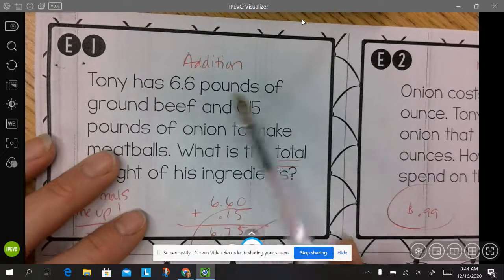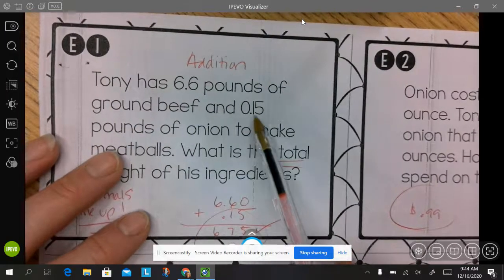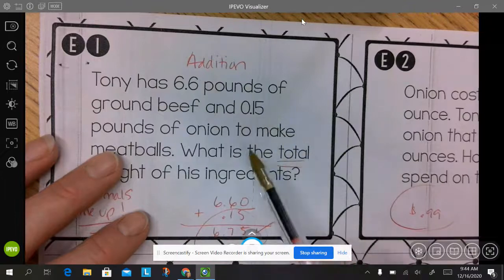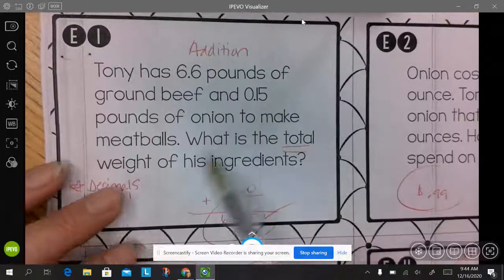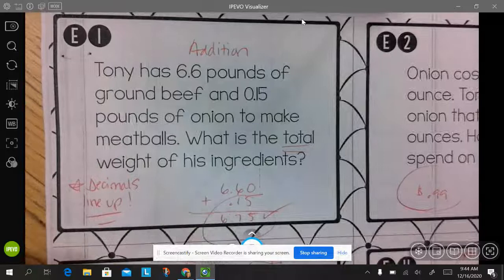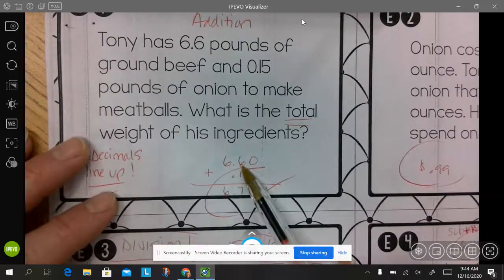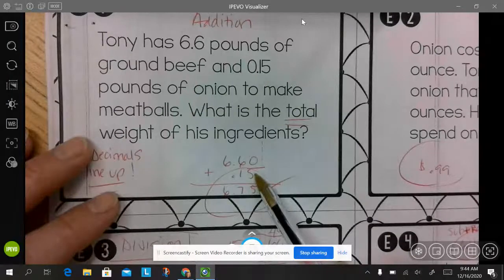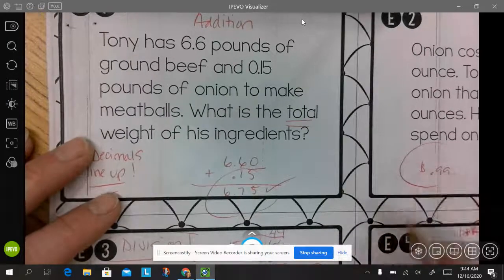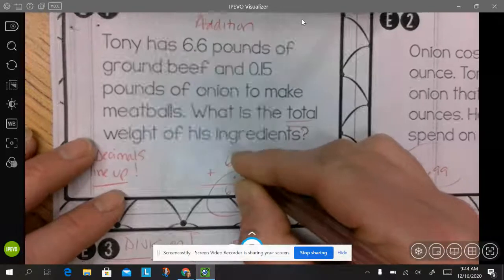E1. Tony has 6.6 pounds of ground beef and 0.15, or 15 hundredths, pounds of onion to make meatballs. What is the total weight of his ingredients? So you want to take 6.6, and I have a zero there as a placeholder, plus 0.15. Add them up, you should have gotten 6.75. The biggest thing here is make sure you line up your decimals.